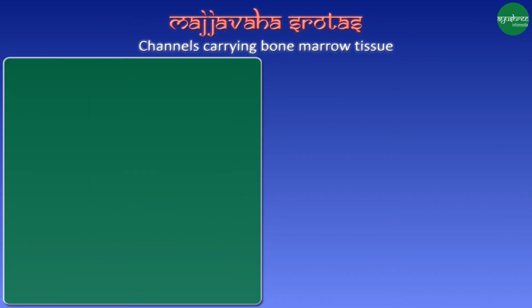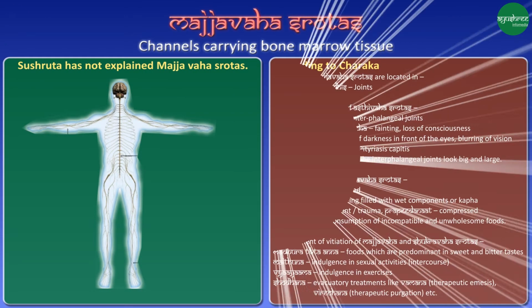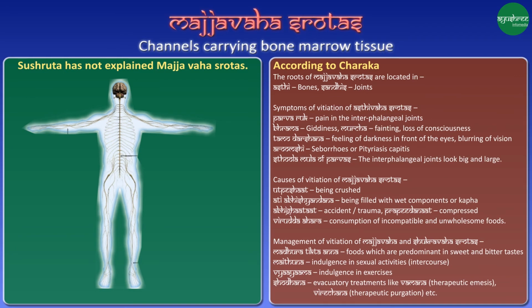Sushruta has not explained Majjavah Srotas. According to Charaka, the roots of Majjavah Srotas are located in Asthi, that is bones and joints. Symptoms of vitiation of Majjavah Srotas are pain in the interphalangeal joints, giddiness, fainting, loss of consciousness, feeling of darkness in front of eyes, blurring of vision, seborrhea. The interphalangeal joints look big and large.